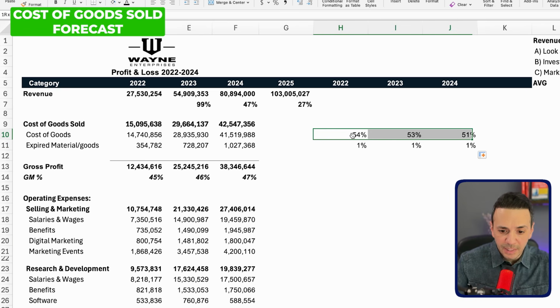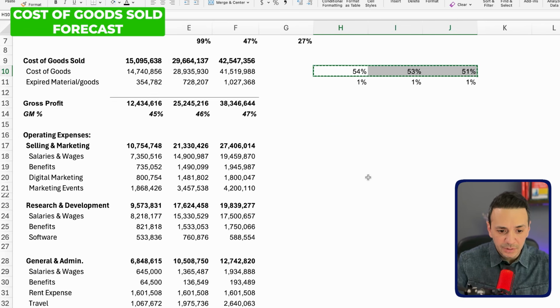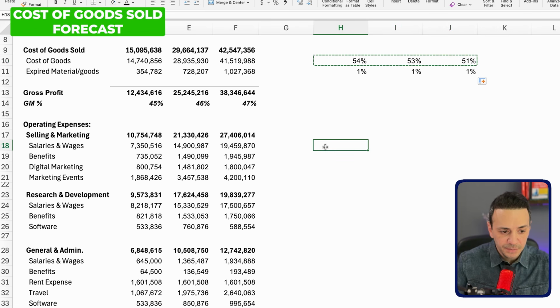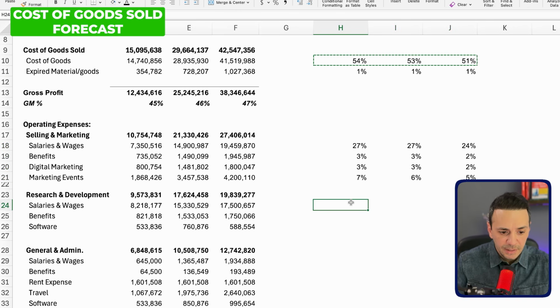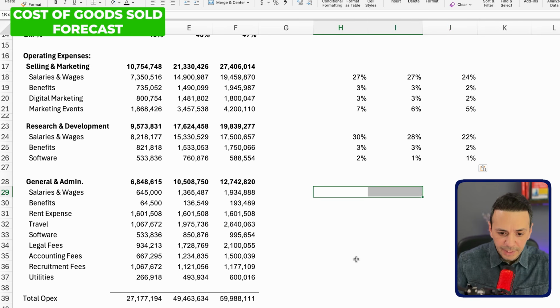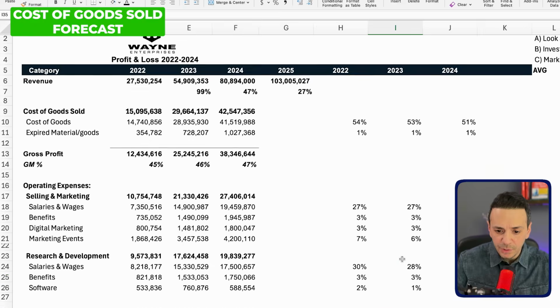The same thing can be done for the other items that we have under operating expenses. So we'll go here, we have a chunk of expenses here, we'll paste it, and then we'll paste it here as well for research and marketing. Same thing for G&A. So now we have all these percentages.